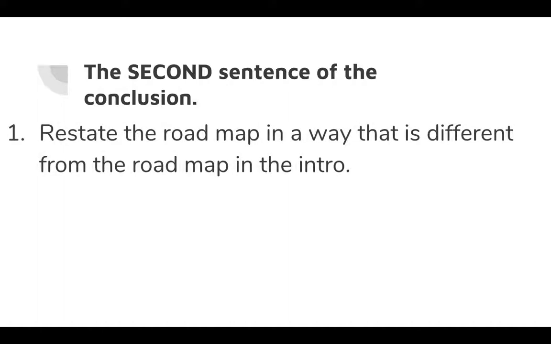Okay, now we come to the second sentence of the conclusion, the roadmap. The roadmap lists the main ideas. We have written a roadmap in our introduction. And just like it's a key ingredient in our introduction, it is also a key ingredient in our conclusion. So in our conclusion, we restate the roadmap in a way that is different from the roadmap in the intro.